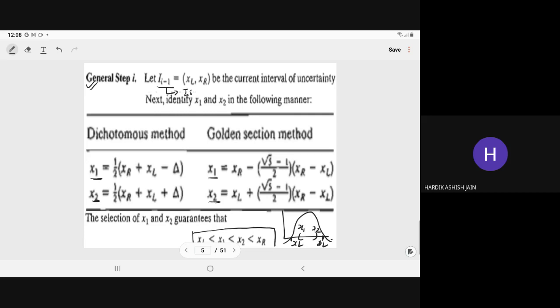Why are we calling it the golden section method? Because this is the golden ratio. Every beautiful and strong object follows the golden ratio. This is a very famous ratio. So the selection of x1 and x2 guarantees that we are following the interval of uncertainty where the optimum point lies in that interval.